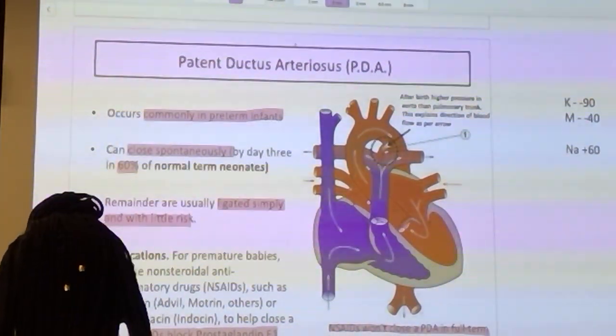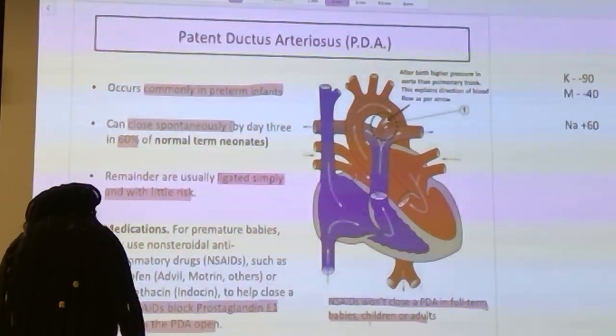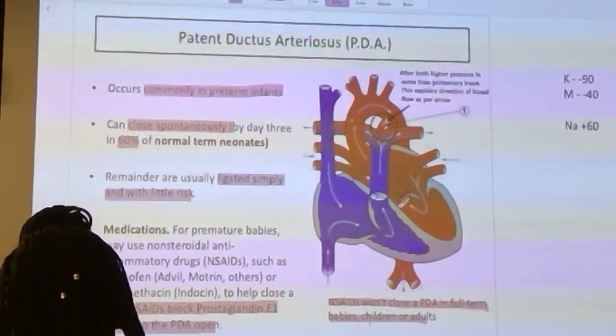Okay, so patent ductus arteriosus. To close it, you give them aspirin. So aspirin closes it, prostaglandins open it.